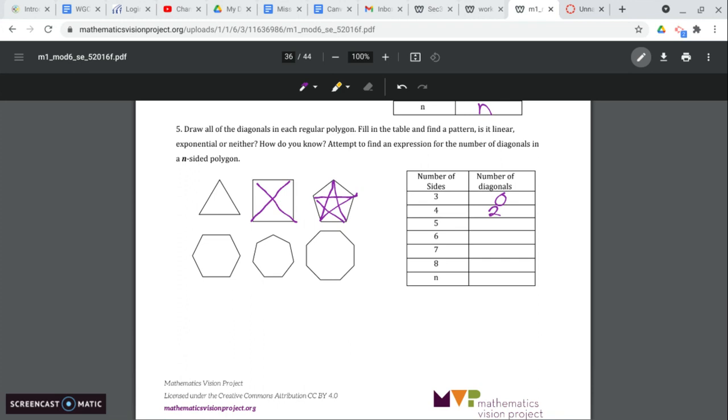So it has 5 diagonals. Now, a hexagon, same idea. Pick a vertex. We do 1, 2, 3. We do 1, 2, 3. We do 4. That one already had 1. 3, 3, 6, 7, 8.